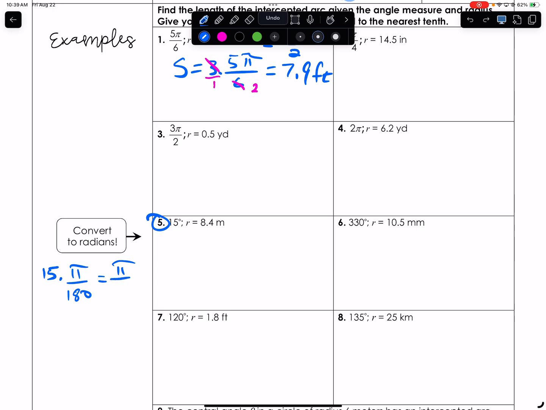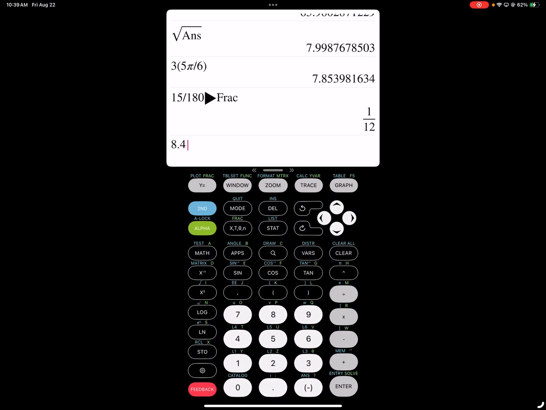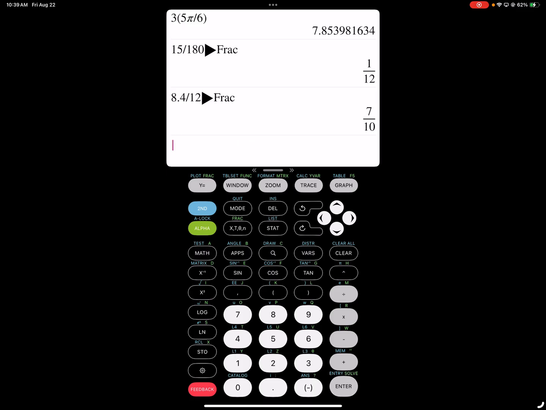That is not a 12, my brain was thinking ahead. So s equals radius times theta. What's the radius here? 8.4, don't make that hard. Times pi over 12. So I'm going to do 8.4 divided by 12 first in the calculator. 8.4 divided by 12, math, enter. So 7 pi over 10 in radians.